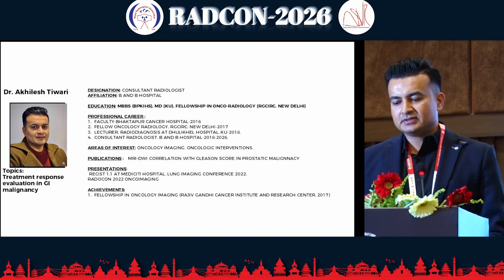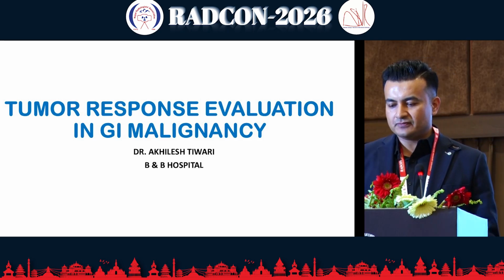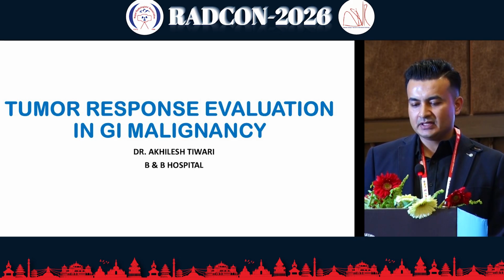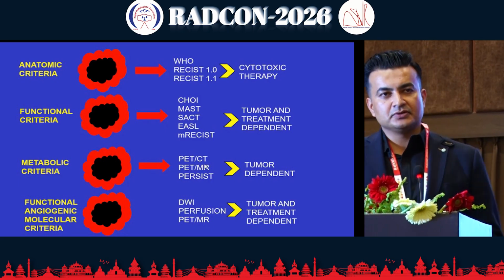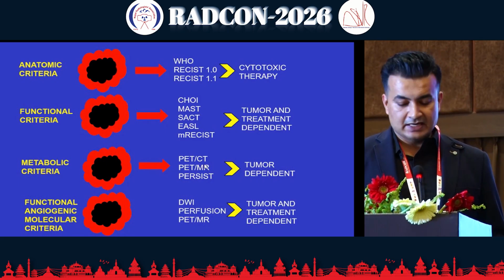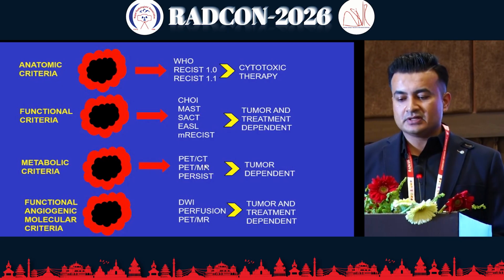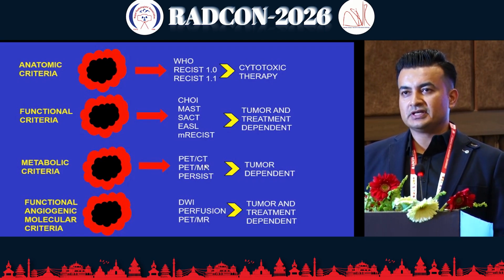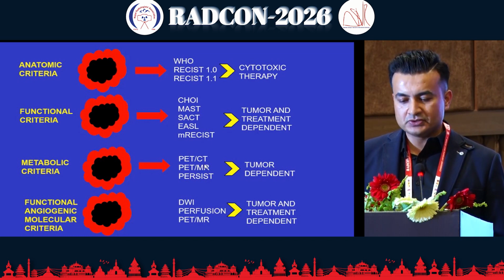So I'll be discussing the response of tumor after treatment, with a focus on how imaging criteria have evolved in the era of targeted therapy and immunotherapy. Initially, about 20-25 years ago, the criteria were basically anatomic. Anatomic means the first one that we see here. And that was because we usually resorted to cytotoxic chemotherapy, so the shrinkage in size was the only criterion that was used.